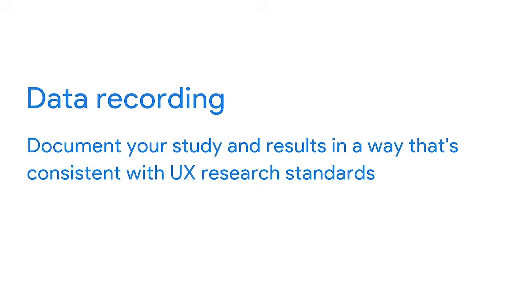In addition to considering vulnerable populations, we also need to consider the safety of research data. This includes three main concerns. The first concern is data recording. It's important to document your study and results in a way that's consistent with UX research standards. Consistent documentation makes it easier to compare the results of any future studies and helps protect you and your company in case of an audit.